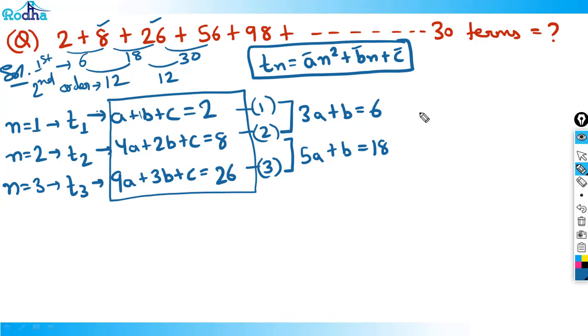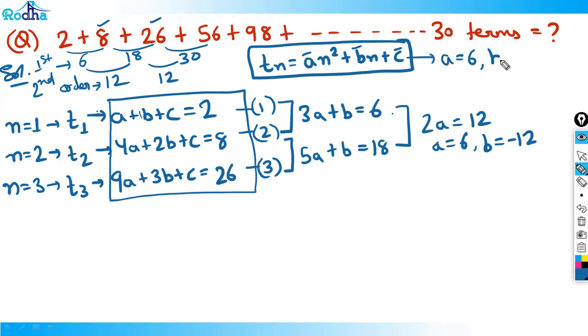Now again B became the same. This is first again. So now again solve these two equations. Subtract these two. You get 2A is equal to 12. Therefore, in this equation you got A is equal to 6. Right? When you got A equal to 6, then what will you put here? If we put A equal to 6 here, we will get B equal to minus 12.